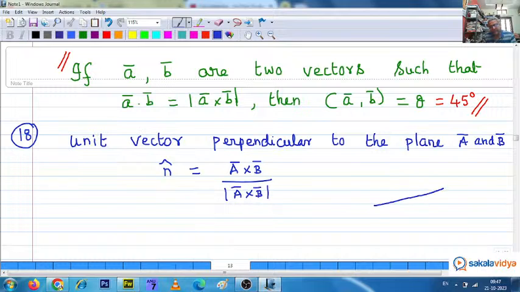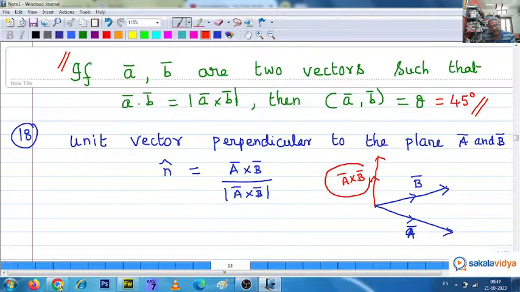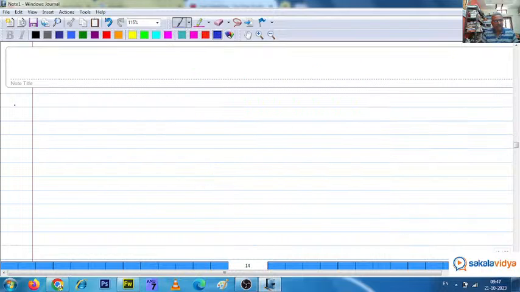So for example, these two are the vectors. Say this is A bar, this is B bar. Obviously this will be perpendicular to both. This will be the unit vector along this one. This is A cross B. We are asked for the unit vector perpendicular to both, which is given by this formula. I hope this is very clear to you.